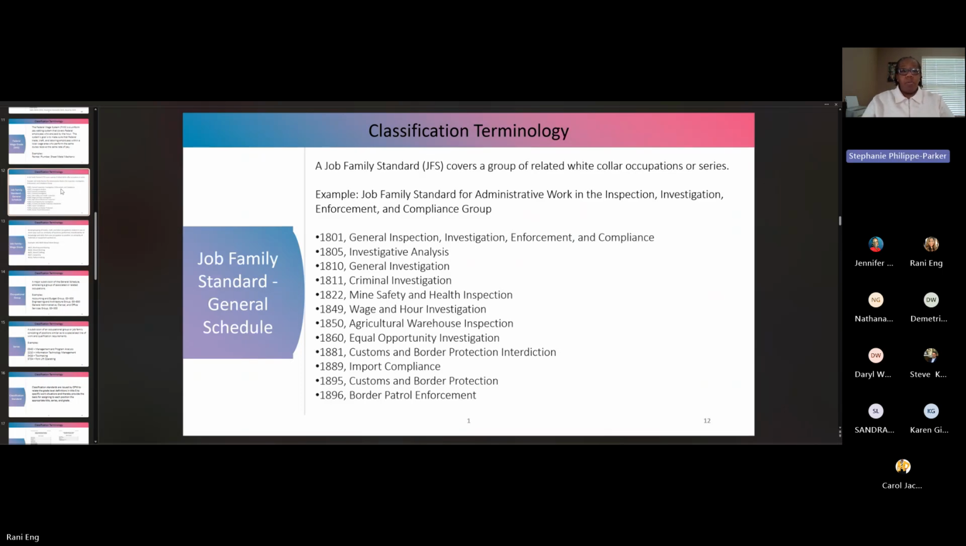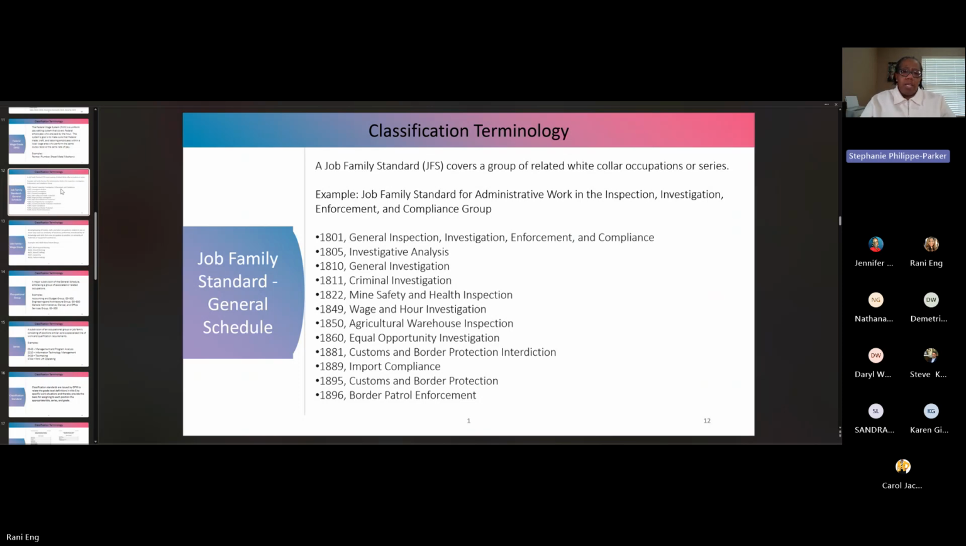Another term that we're going to go over in the classification arena is called a job family. This term is utilized for both general schedule and wage grade work. For GS positions, it covers a group of related white collar occupations or series. In the example on the slide, you'll notice that this particular job family has a few things in common. The jobs listed are related to inspection, investigation, enforcement, and compliance. The 4 digits that you see are called the series, and they all start with a 1-8, which means that they are all in the same job family. We'll get into the series in just a little bit.